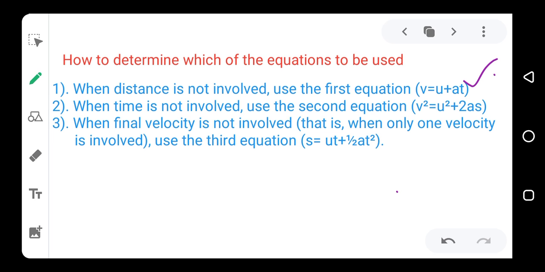Now, when time is not involved, you look for the equation that does not contain t. That is this one. There's no t in this equation. And when final velocity is not involved, you look for the one that does not contain final velocity. There's only one that does not contain final velocity, and that is this one. You use it. Now, sometimes you may need to use one of these equations, the first equation, to get one of the parameters that you use now to find the other parameters you are looking for. Don't worry, from the examples we are going to solve now, you understand what I mean by this.